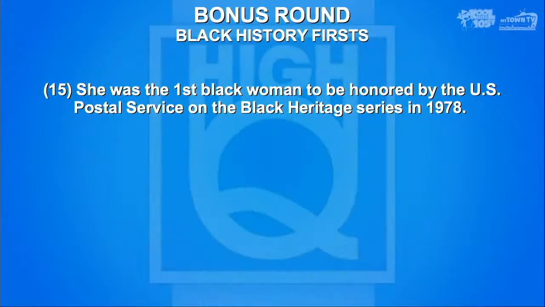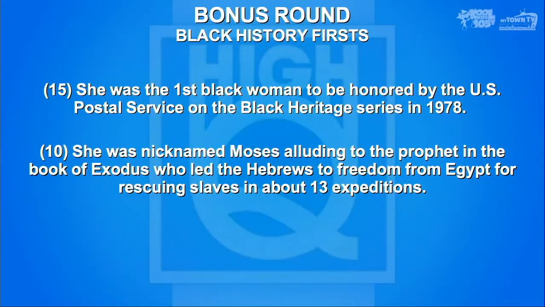You want to guess or pass? A pass. All right, here's your 10-point clue. She was nicknamed Moses, alluding to the prophet in the book of Exodus who led the Hebrews to freedom from Egypt for rescuing slaves in about 13 expeditions. Harriet Tubman. Harriet Tubman is right, so you picked it up on the 10-point clue. Now we'll give you a bonus, and we'll do a 5, 10, and 15 on this one in that order.